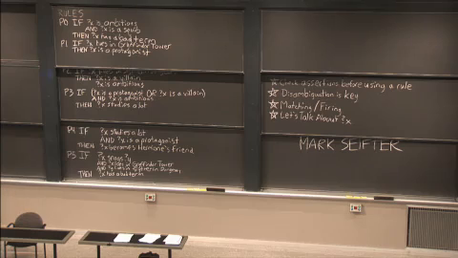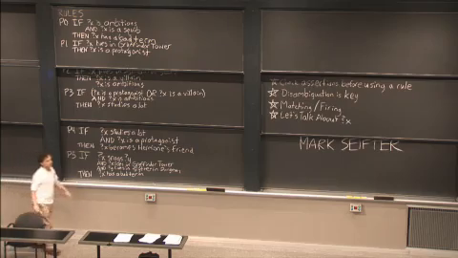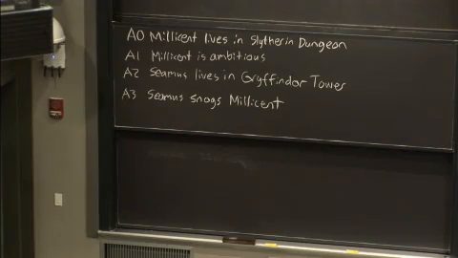Our 4 assertions that we start with: assertion 0, Millicent lives in Slytherin Dungeon. Assertion 1, Millicent is ambitious. Assertion 1 is what tripped people up, so remember that Millicent is ambitious. Assertion 2, Seamus lives in Gryffindor Tower. And assertion 3, Seamus snogs Millicent. So those are our 4 assertions that we've already started with.